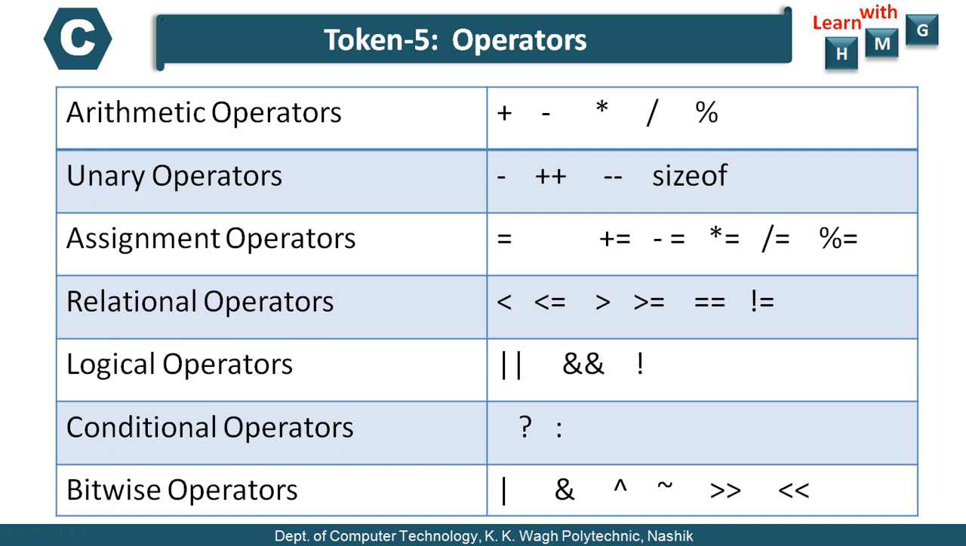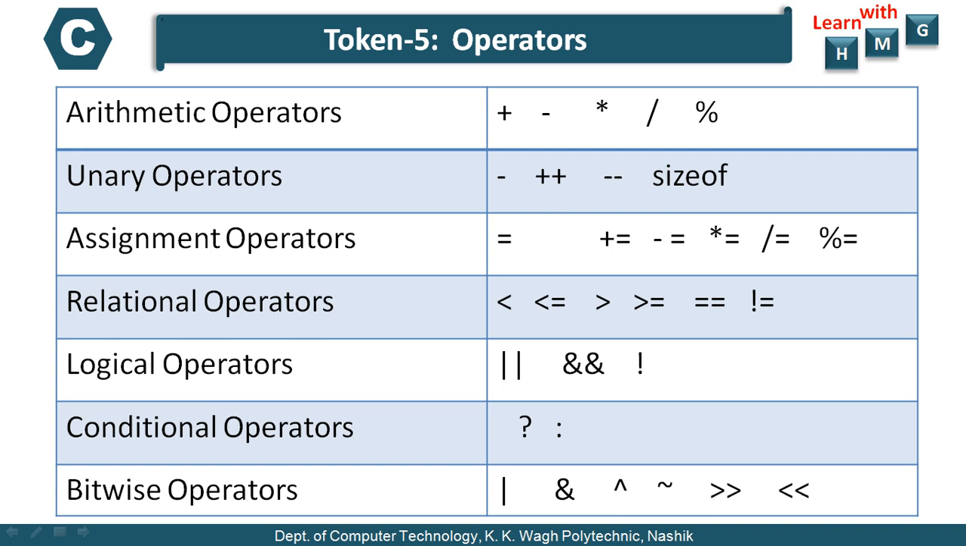Bitwise operators: first is bitwise OR, second is bitwise AND, then bitwise XOR, then bitwise complement, then shift left, shift right. These are the bitwise operators because they operate on bits rather than the decimal number. Whatever the number, constant or value of a variable, it is first converted into binary, that is ones and zeros. These operators operate on those ones and zeros, the binary digits, or in short bits, and that's why they are known as bitwise operators.